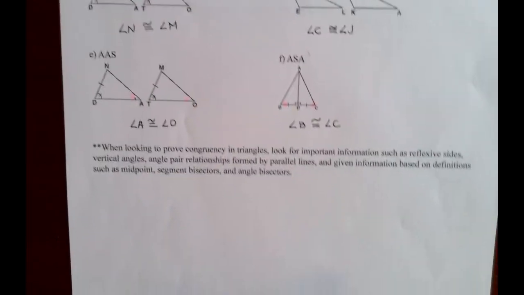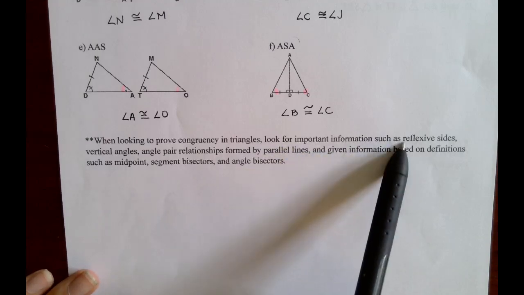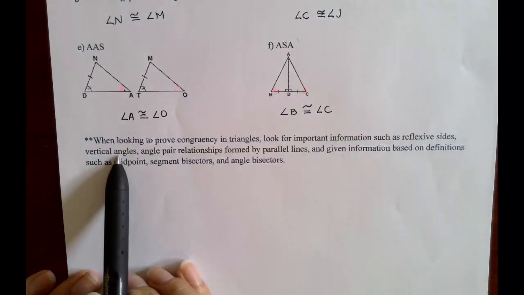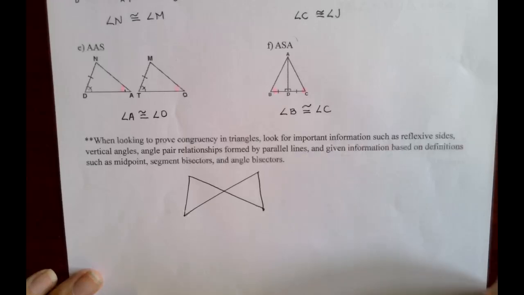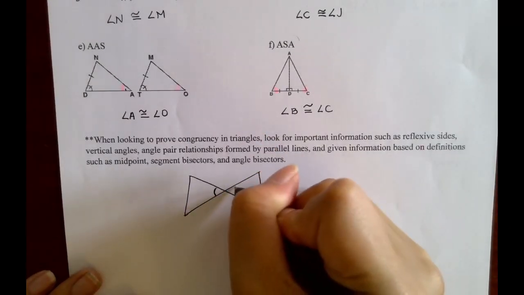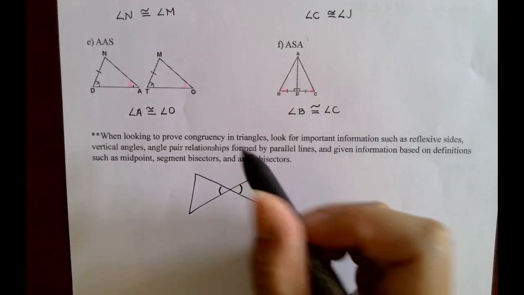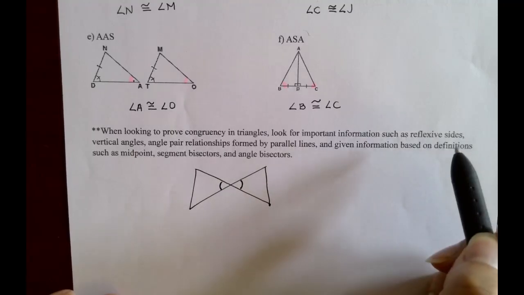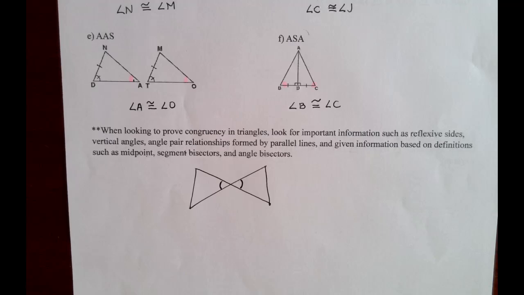Okay? So here, when looking to prove congruency in triangles, you want to look for important information, such as reflexive sides, sides that they share, vertical angles, right? So if you have two triangles that look something like this, we already know these vertical angles are congruent, right? So that's one of our A's possibly. Angle pair relationships formed by parallel lines, and other given information based on definitions, such as the word midpoint, segment bisector, or angle bisector, that tells us that it cuts something into two equal halves.